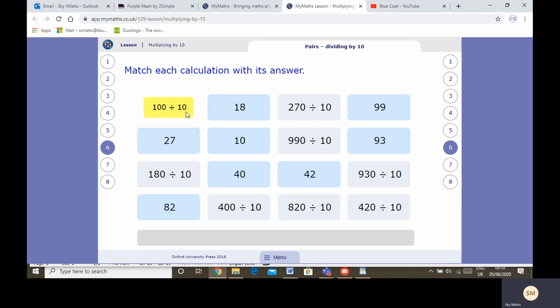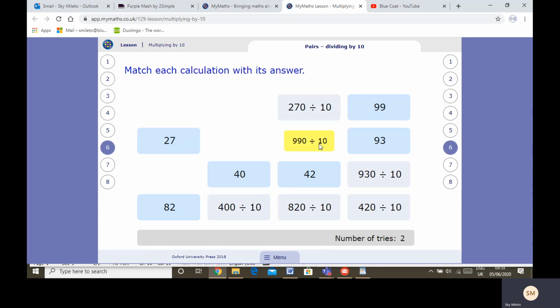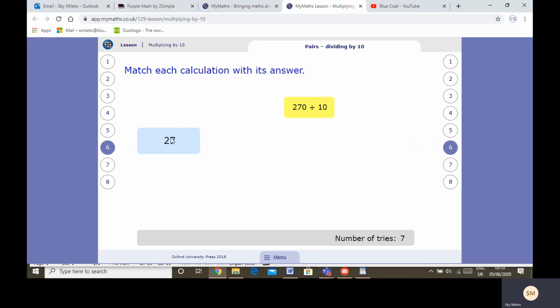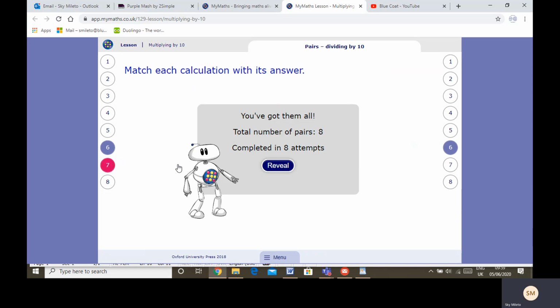100 divided by 10 must be 10. 180 divided by 10 must be 18. 990 divided by 10, 99. 930 divided by 10, 93. 420 divided by 10, 42. 400 divided by 10, 40. 820 divided by 10, 82. And 270 divided by 10 is 27.